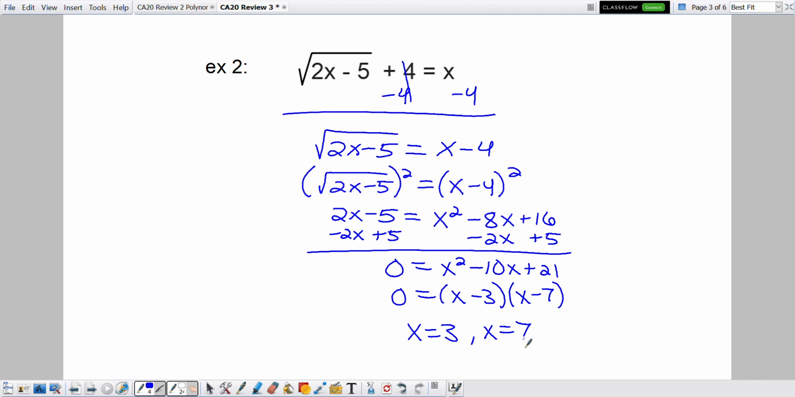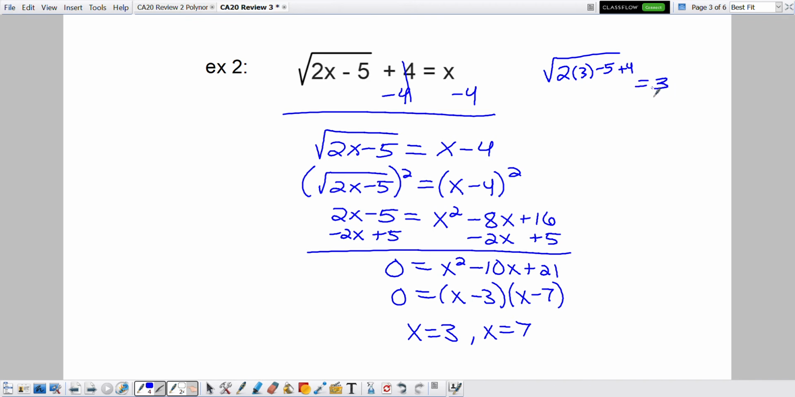Before you say, okay, well, that's the answer, I'm done. I'm so proud of myself. Check the work. See if those solutions actually work. If I plug in x equals 3, it should solve this equation. So it's the square root of 2 times 3 minus 5 plus 4 equals 3. Does that work? Let's find out.